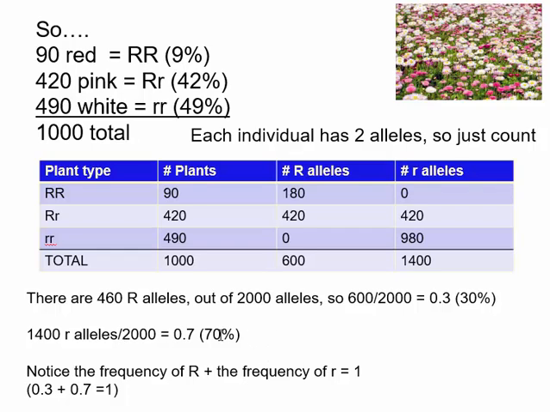Again, let me remind you, notice that the frequency of big R and the frequency of little r equals 1. They have to add up to 1 or 100%. Because those are the only 2 alleles in town right here. And so together they must add up to 100%.